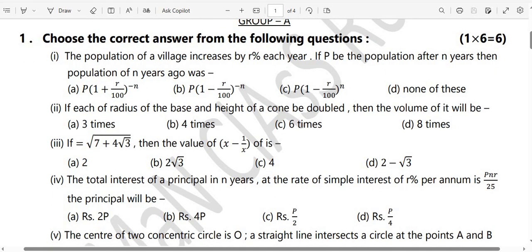Question 2. If each of the radius of the base and the height of a cone be doubled, then the volume of it will be. Option A, 3 times. Option B, 4 times. Option C, 6 times. Option D, 8 times.